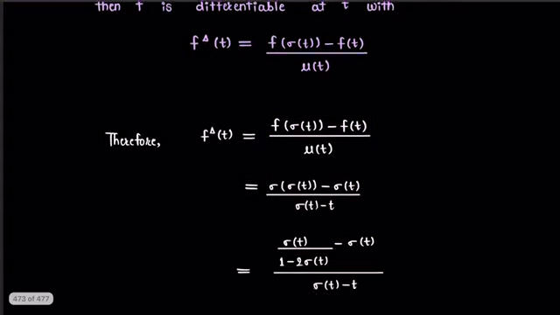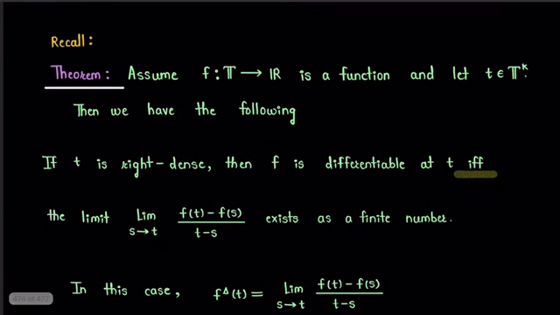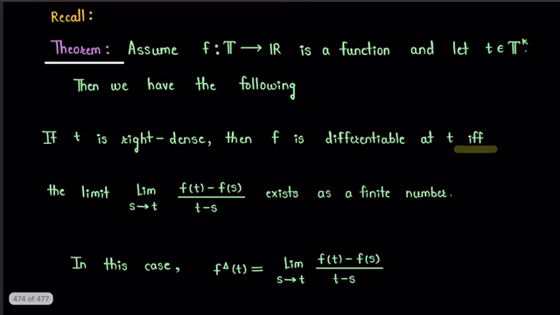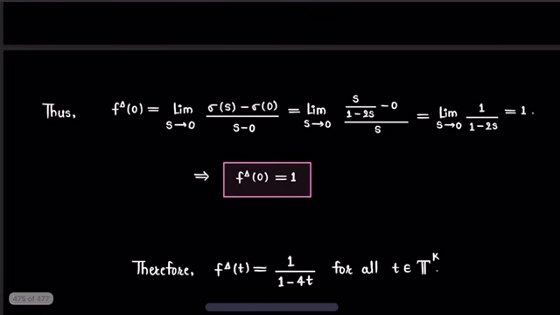Now in order to find the delta derivative of the function f at this right dense point t equals 0, we will use this theorem, which states that if f is a function from time scale T to R and t is a point in set T to the power k, then we have the following. If t is right dense, then f is differentiable at this right dense point t if and only if the limit as s tends to t of (f of t minus f of s) divided by (t minus s) exists as a finite number, and the derivative of the function f at this right dense point t will be this limit. Now we are going to use this theorem to find the delta derivative of the function f at right dense point t equals 0.